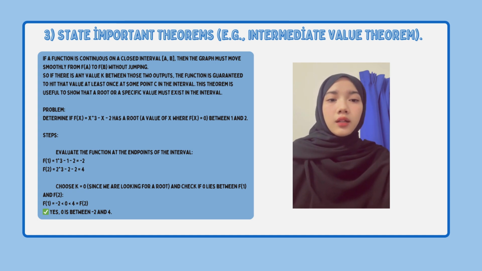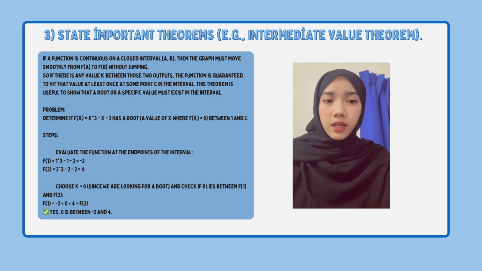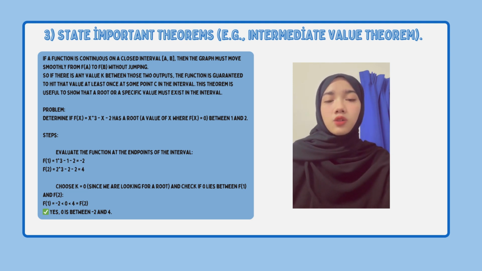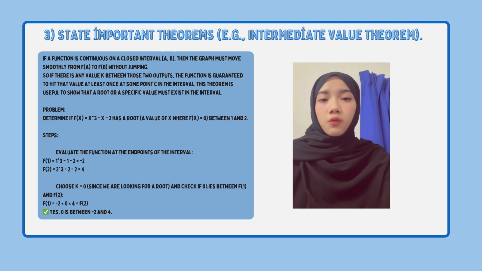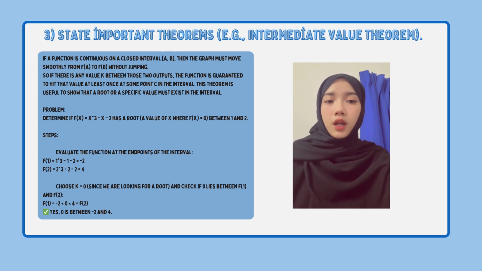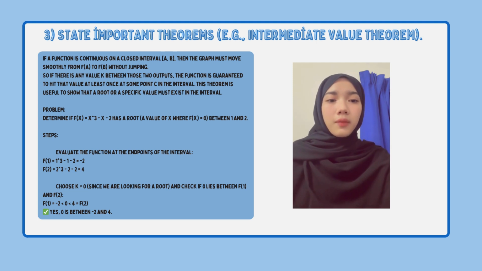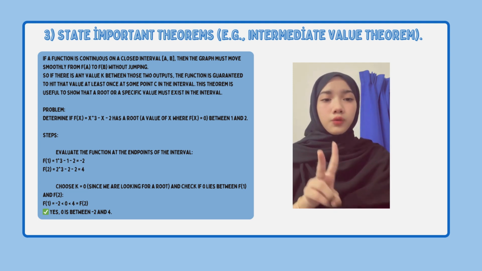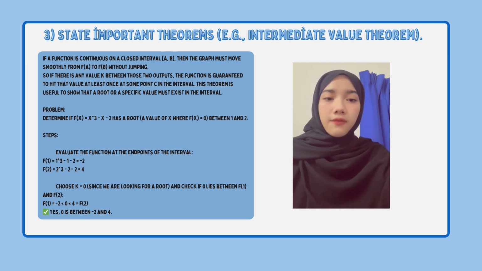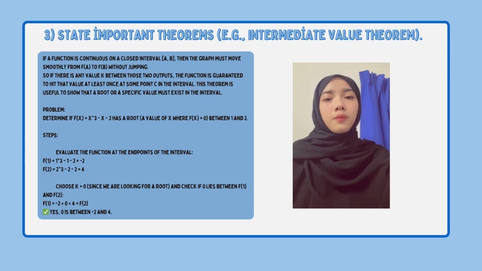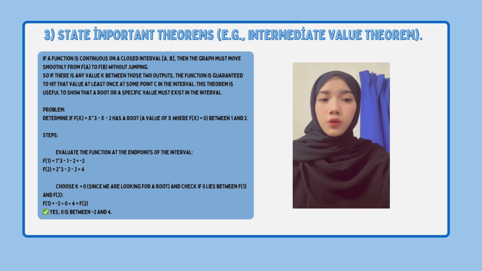To illustrate, consider f of x equals x cubed minus x minus 2 on the interval square bracket 1, 2 square bracket. First, we evaluate the function at the endpoints. f of 1 equals 1 cubed minus 1 minus 2, equal to negative 2, and f of 2 equals 2 cubed minus 2 minus 2, equal to 4.